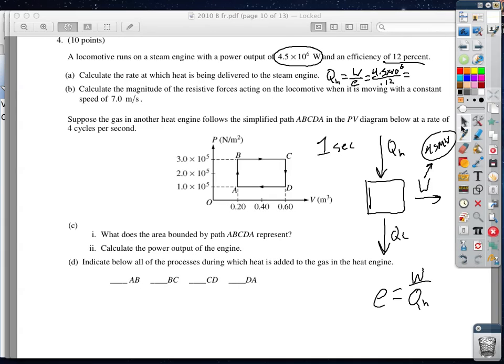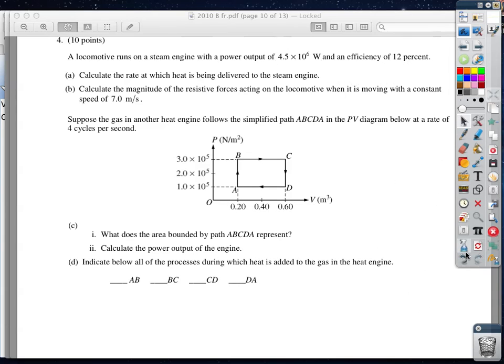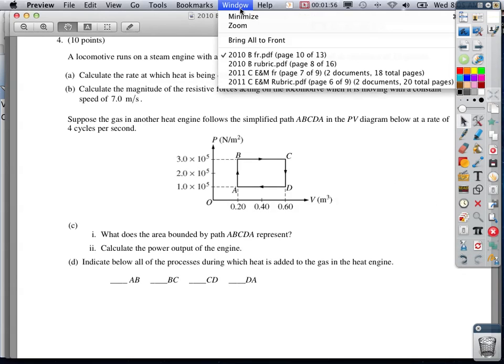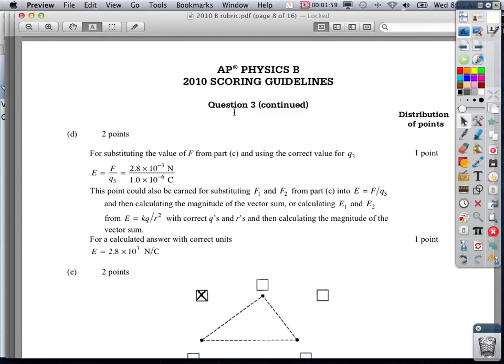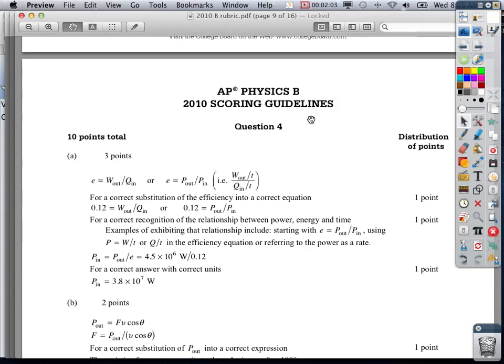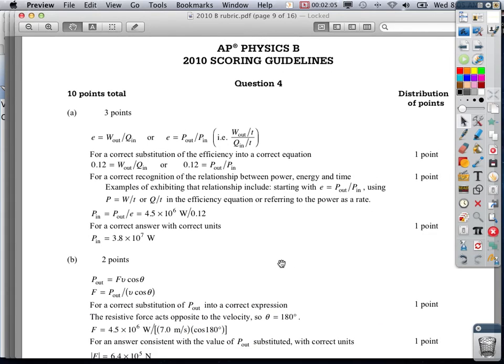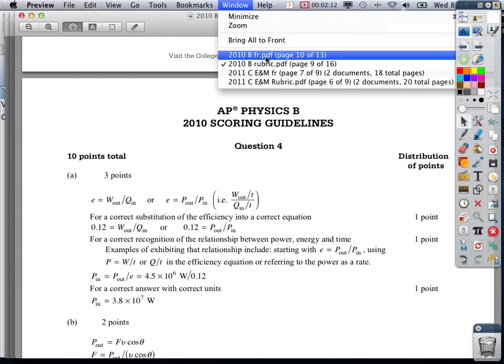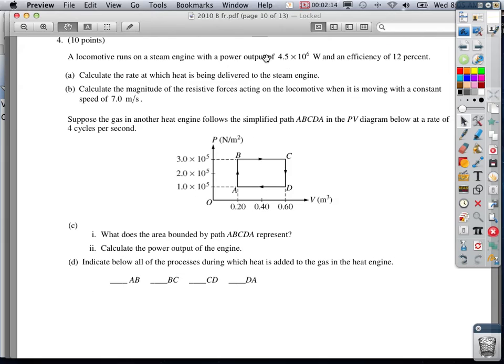Just so that we can all be lazy, you don't have to use your calculators. If you look at this, okay, 38 megawatts. I was off by a little bit. All right. Then we can go to part B.